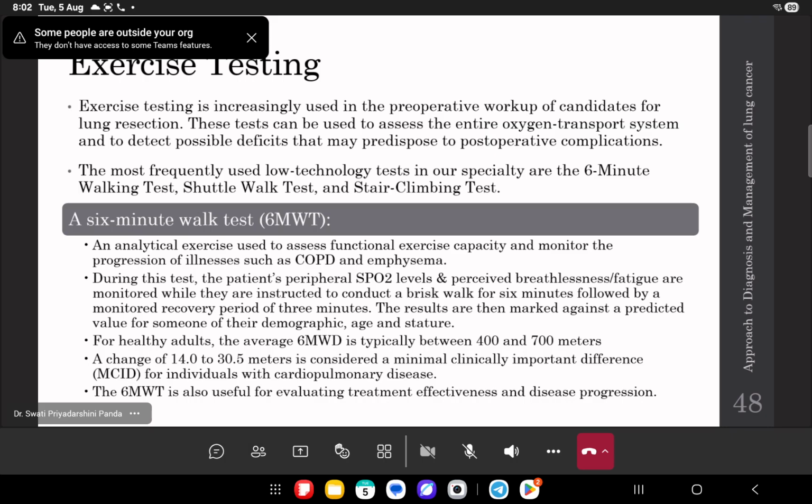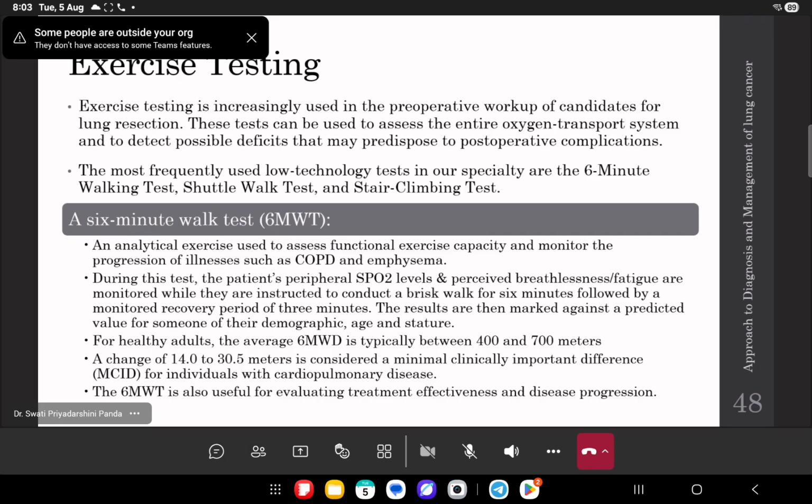During this test, the patient's peripheral saturation level and perceived breathlessness or fatigue are monitored while they are instructed to conduct a brisk walk for 6 minutes, followed by a monitored recovery period of 3 minutes. The results are then marked against the predicted value for someone of their demographic, age and stature. For healthy adults, the average 6-minute walk test distance is typically between 400 to 700 meters. A change of 14 to 30.5 meters is considered the minimal clinically important difference for individuals with cardiopulmonary disease.